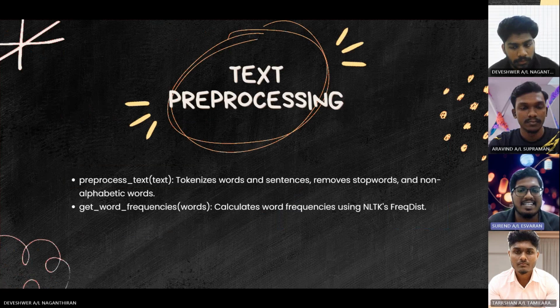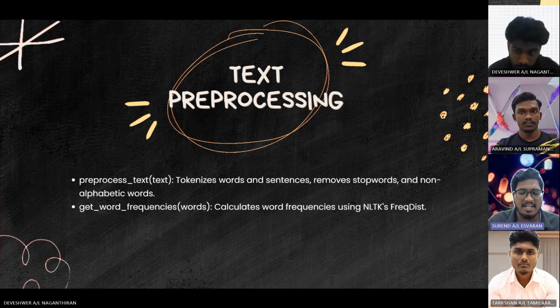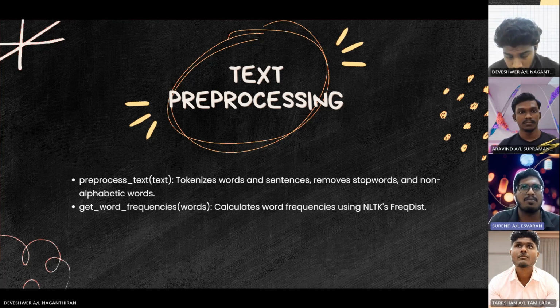So here is the text pre-processing part. We are using two functions: preprocess text and get word frequency. The preprocess text function has three main NLP steps: tokenization, removing stop words, and removing non-alphabetic words. Tokenization is the process of breaking down a text into separate components called units or tokens.